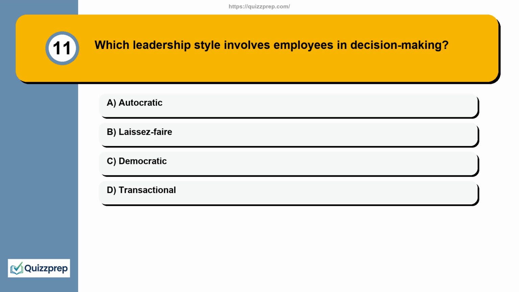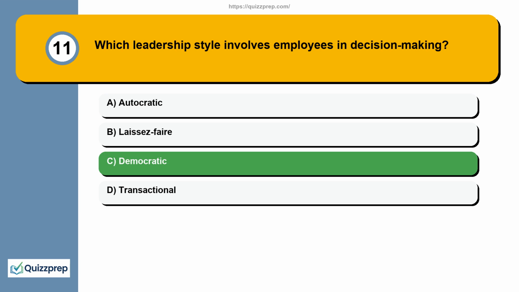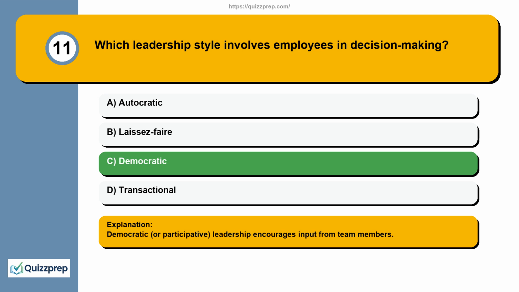Question 11. Which leadership style involves employees in decision-making? Here are your options. Option A. Autocratic. Option B. Laissez-faire. Option C. Democratic. Option D. Transactional. The correct answer is option C. Democratic. Explanation. Democratic, or participative, leadership encourages input from team members.